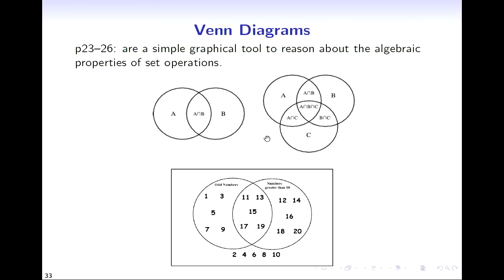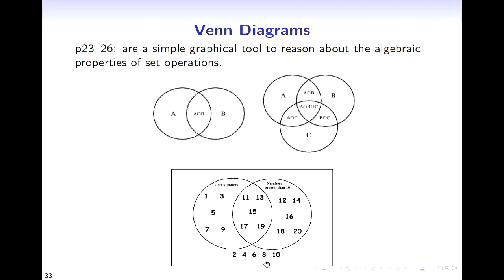Just to give you a simple example, here I've got all the numbers between 1 and 20. This is my universe. And then I've got 2 sets. This set is defined as containing all the odd numbers from 1 to 19. This contains all the numbers greater than 10 in this universe of all the numbers from 1 to 20. And then clearly there are some numbers that satisfy both properties. They are both odd as well as greater than 10.